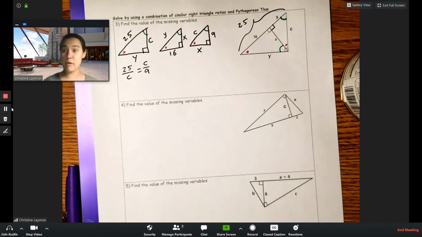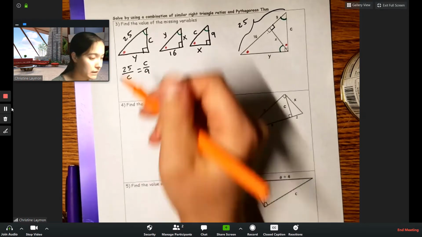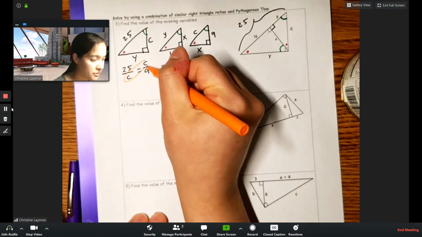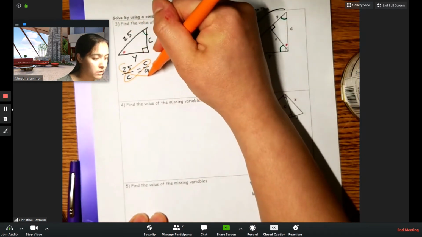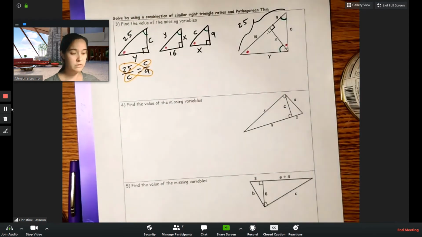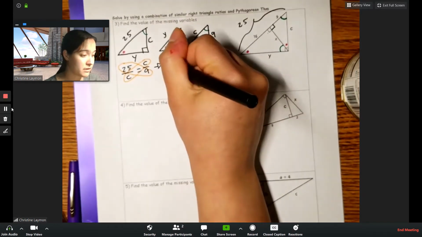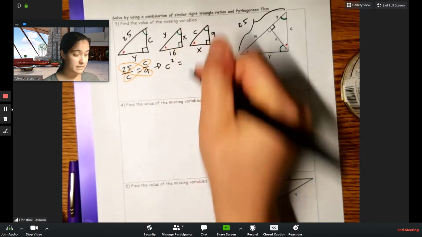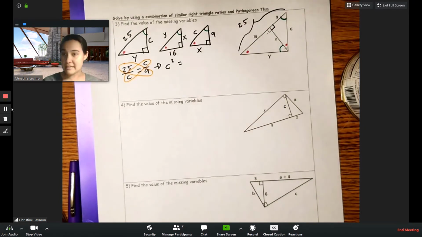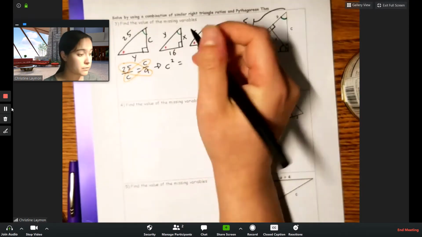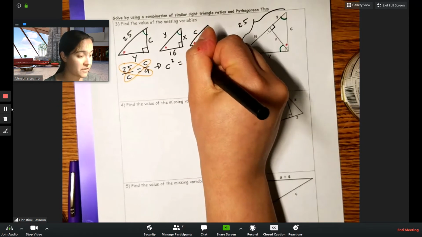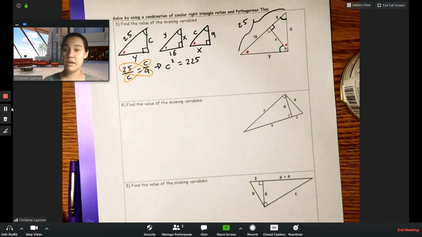And I am going to go ahead and cross multiply right now. So remember, cross multiplying looks like this. Coming along that direction, and I'm going to come along that direction. So c times c, let me actually draw another arrow. I'm going to go this way. C times c is c squared. 9 times 25, well, that's going to be 225. So I have c squared equals 225. I want to solve for c. Do that by taking the square root.